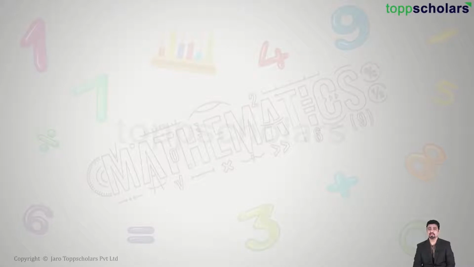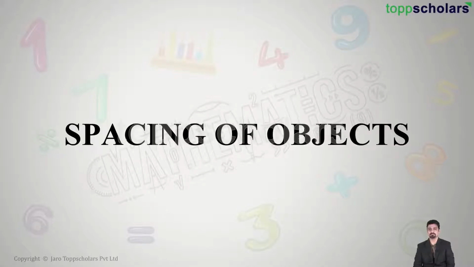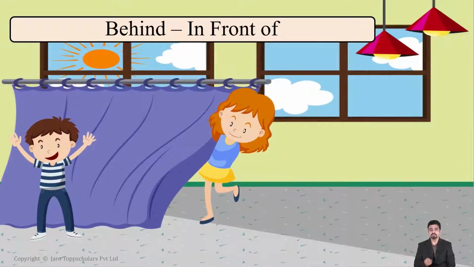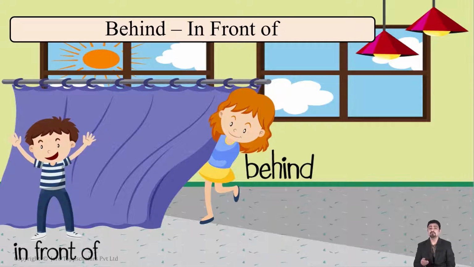Today, let us learn about spacing of objects: behind and in front of. In this picture, the girl is behind the curtain, whereas the boy is in front of the curtain. So, did you understand what we mean by behind and in front of? The girl is behind, the boy is in front of the curtain.